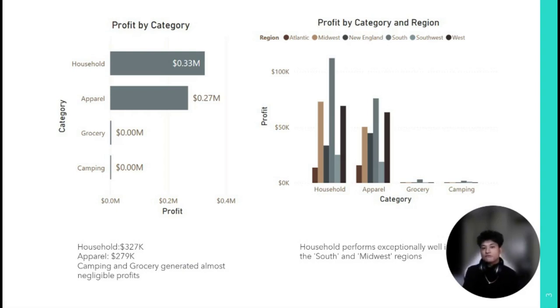So from this dashboard's analysis, it is clear that household and apparel are the core drivers of the business. But to improve profitability, we should either optimize or reconsider our approach to grocery and camping.